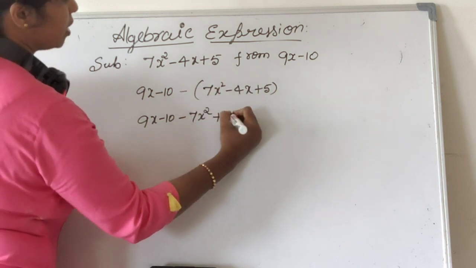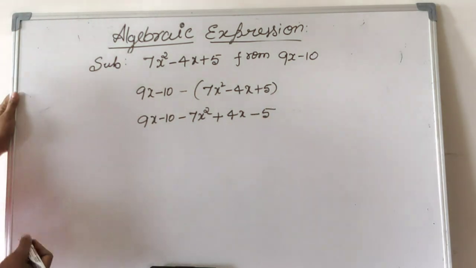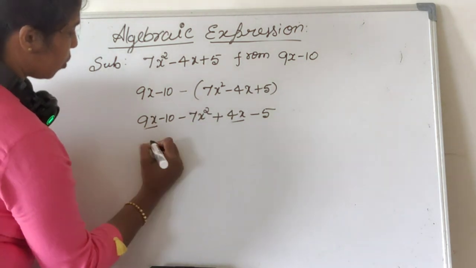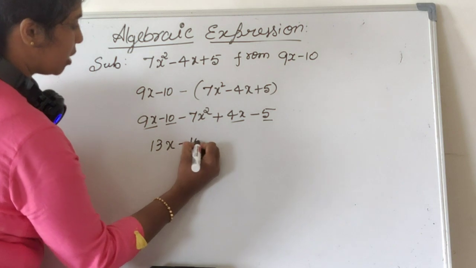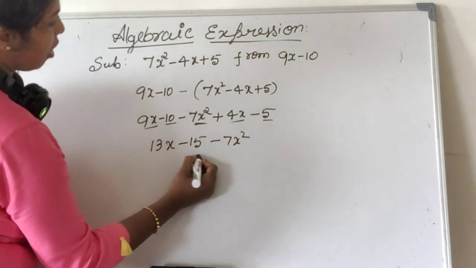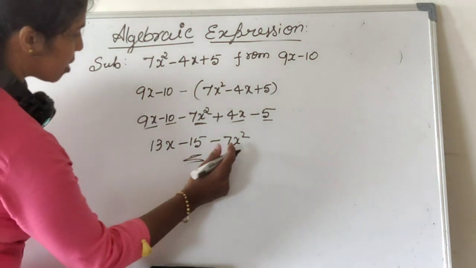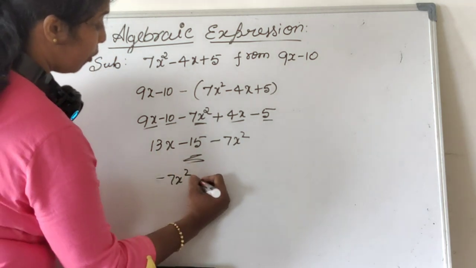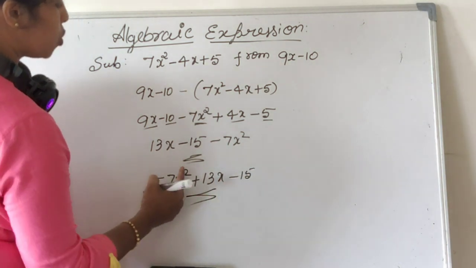Plus, minus into minus plus 4x, minus into plus minus 5. Okay? Now, is there an x term? Yes. 9 plus 4, 13x. Constant? Yes. Both are minus, so adding. The remaining is as it is, right? That one as it is. This is the answer. If you want, you can write power-wise: minus 7x square plus 13x, if you want only, don't make a mistake, minus 15. This is power-wise.